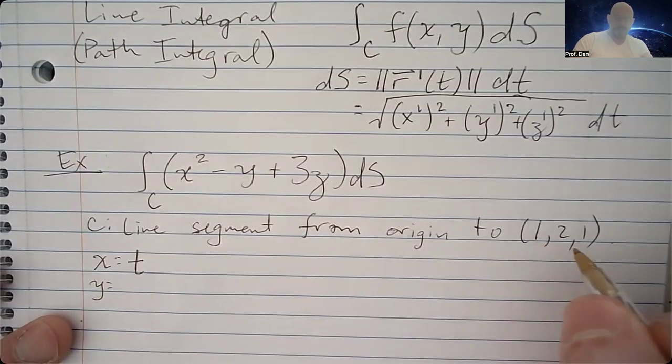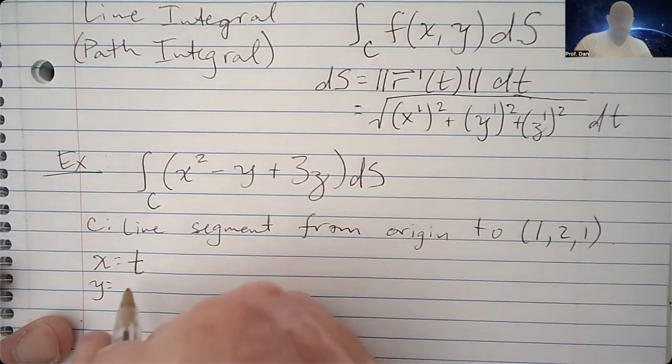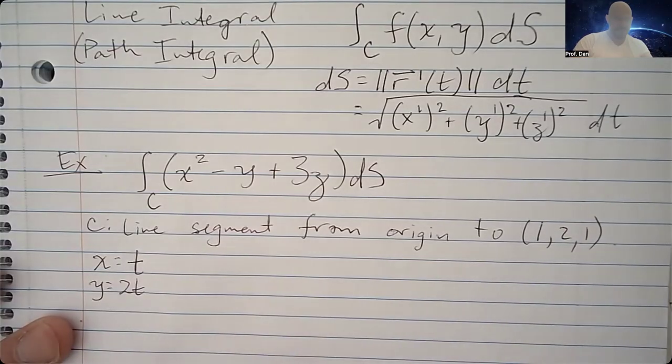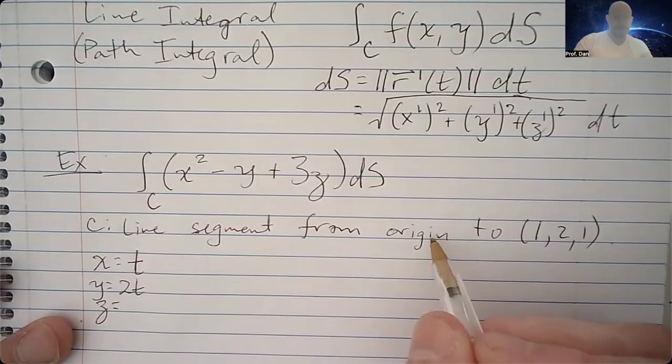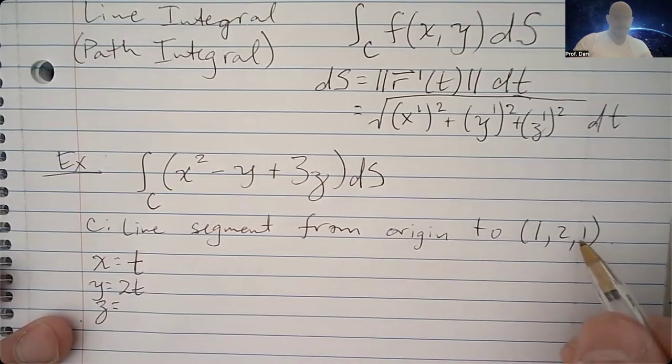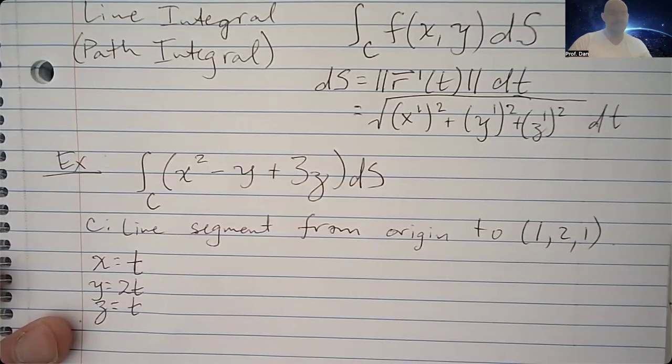Then for y, it starts at 0 and ends at 2. That's a change of 2. So 0 plus 2t, so y is equal to 2t. And then z starts at 0 from the origin and changes by 1. So 0 plus 1t, z is also equal to t.